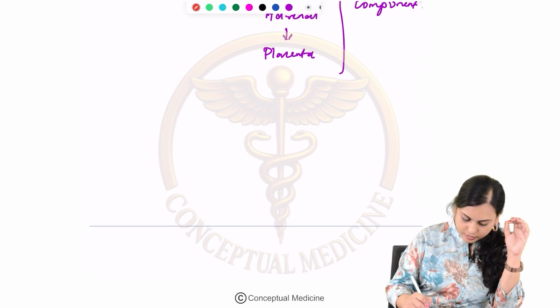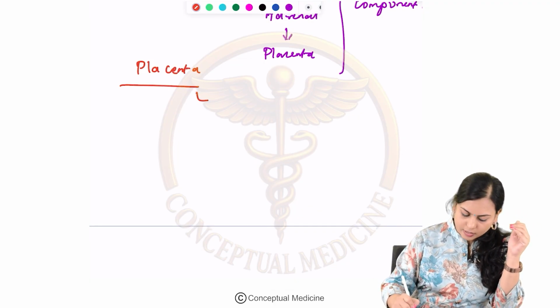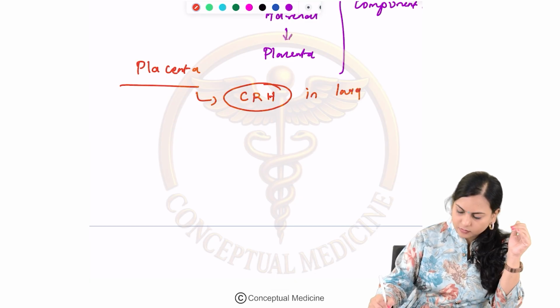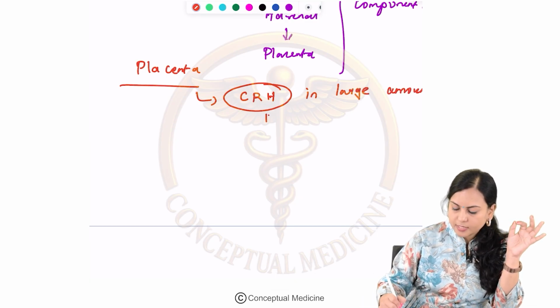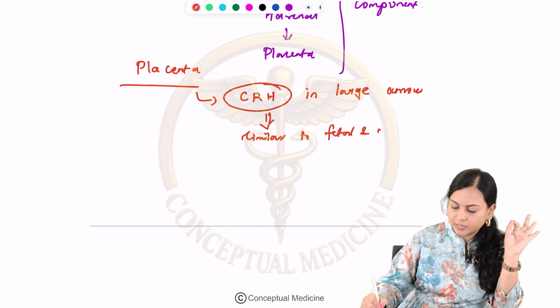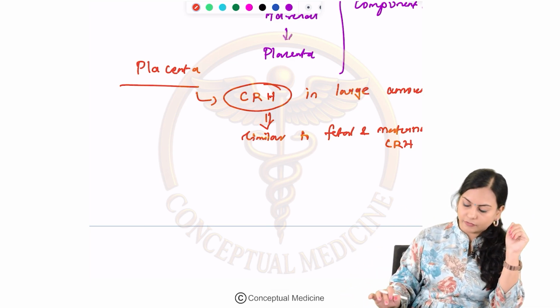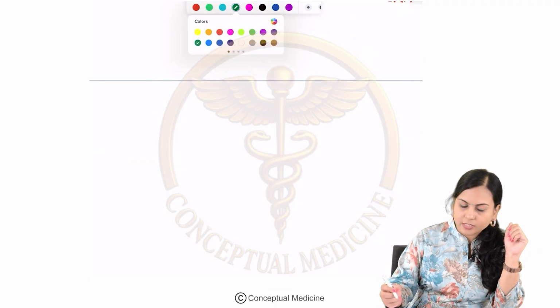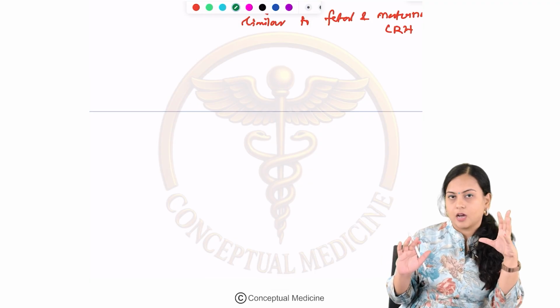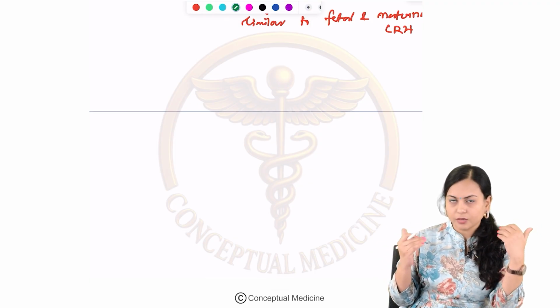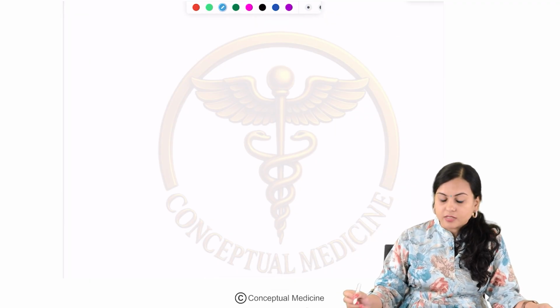First understand the role of the placenta. The placenta produces a hormone called corticotropin releasing hormone in large amounts. This is similar to fetal and maternal CRH, but this is placental CRH. It is produced by the placenta, but it is similar to both fetal and maternal CRH. So what is the difference? Normally CRH is produced from the hypothalamus of the mother as well as the fetus, right?